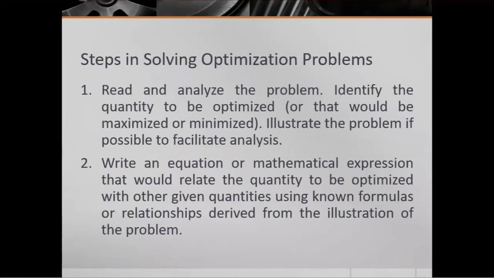Here are the steps in solving optimization problems. Step 1. Read and analyze the problem. Identify the quantity to be optimized or that would be maximized or minimized. Illustrate the problem if possible to facilitate analysis. Step 2. Write an equation or mathematical expression that would relate the quantity to be optimized with other given quantities using the known formulas or relationships derived from the illustration of the problem.